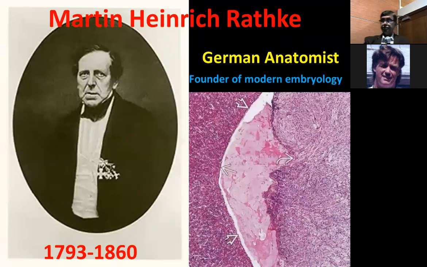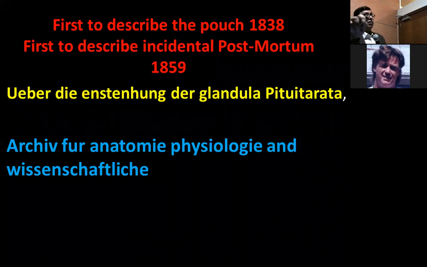So who's Rathke? It's Martin Heinrich Rathke, a German anatomist, and he's considered to be the founder of modern embryology. He lived between 1793 and 1860. At the time, we in the Arab world were in full sleep. He was the first to describe this pouch in embryology, and he was the first to describe an incidental post-mortem finding, in 1859, just 1 year before he died. And that's the name of the paper. I don't speak German, but it's Über die Entstehung.